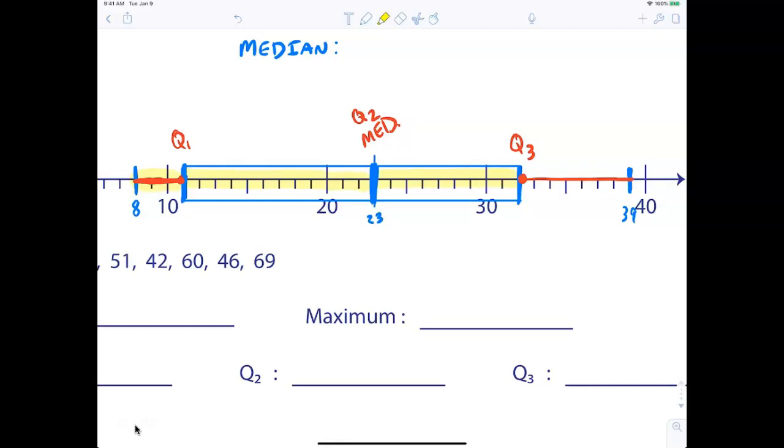So again, I don't really even care. I've never really used this in all my math career. I've never said, wow, that's cool, this is a great time to use box and whiskers. But I've seen it on the SATs. I haven't really seen it on the ACTs, and I have a feeling it's on the ERBs. That's another reason why I'm doing it.